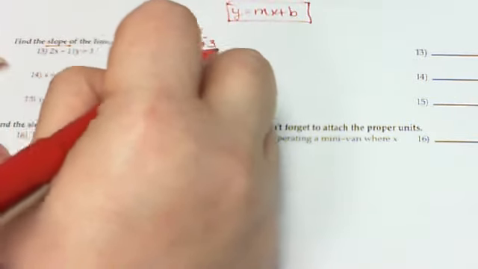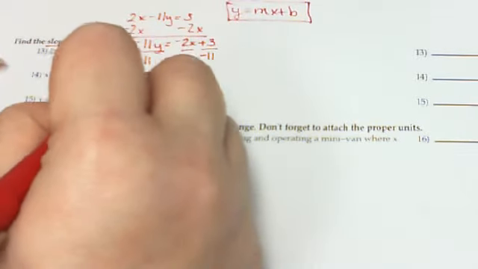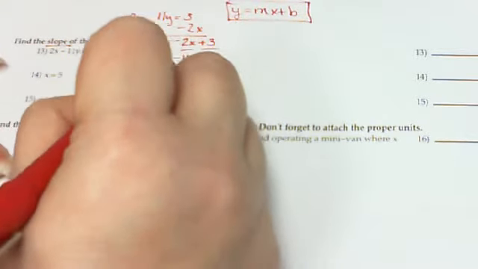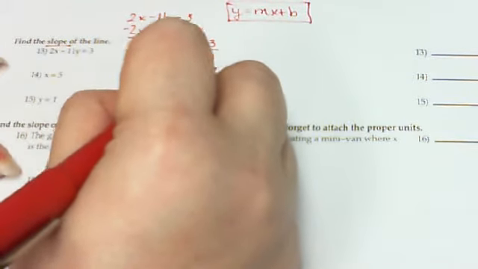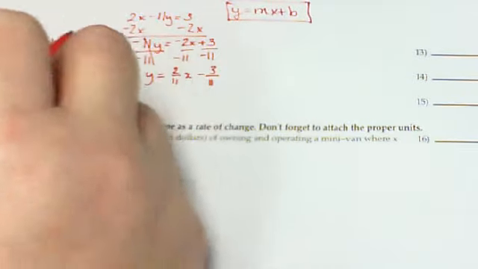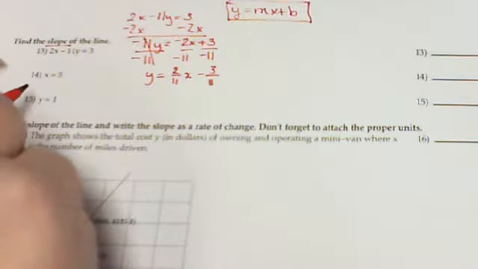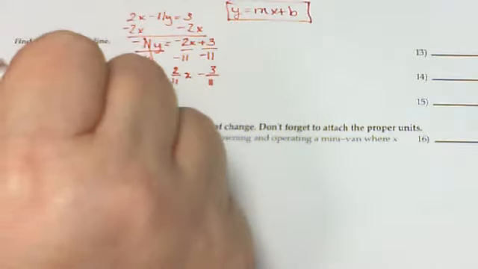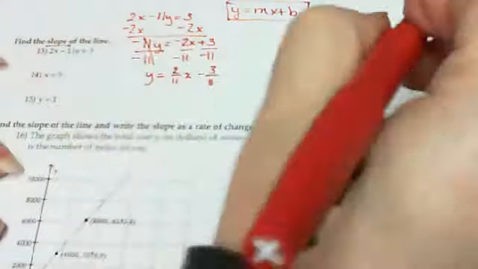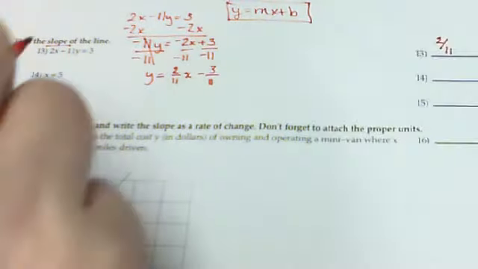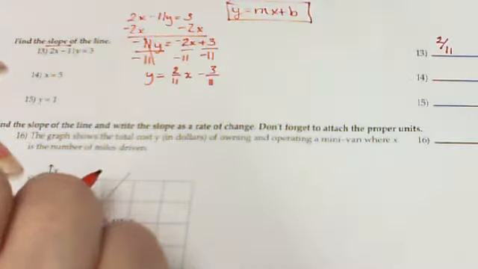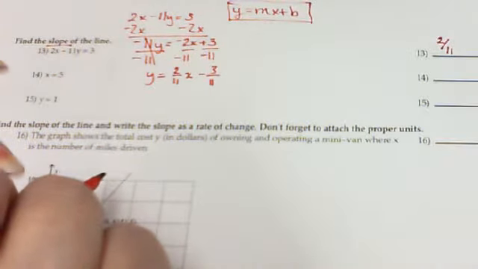Dividing everything by negative 11 will allow me to have the y by itself because they'll cancel out, and that gives me a positive 2 over 11x minus 3 over 11. Now they specifically asked for the slope of the line. They didn't want the whole equation. All they want is the slope. So make sure you only tell them the slope of the line. They're very specific about what they ask, so you have to be very specific about what you tell them.